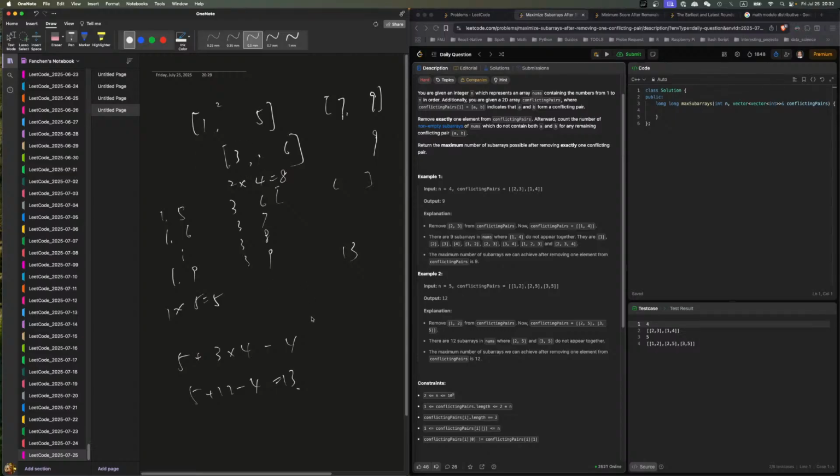Which means this is to count the number that need to be eliminated. So we know the total number. We sort it, then we just need to know after we remove one, what is the result? What is the total number? So let's use this as an example.